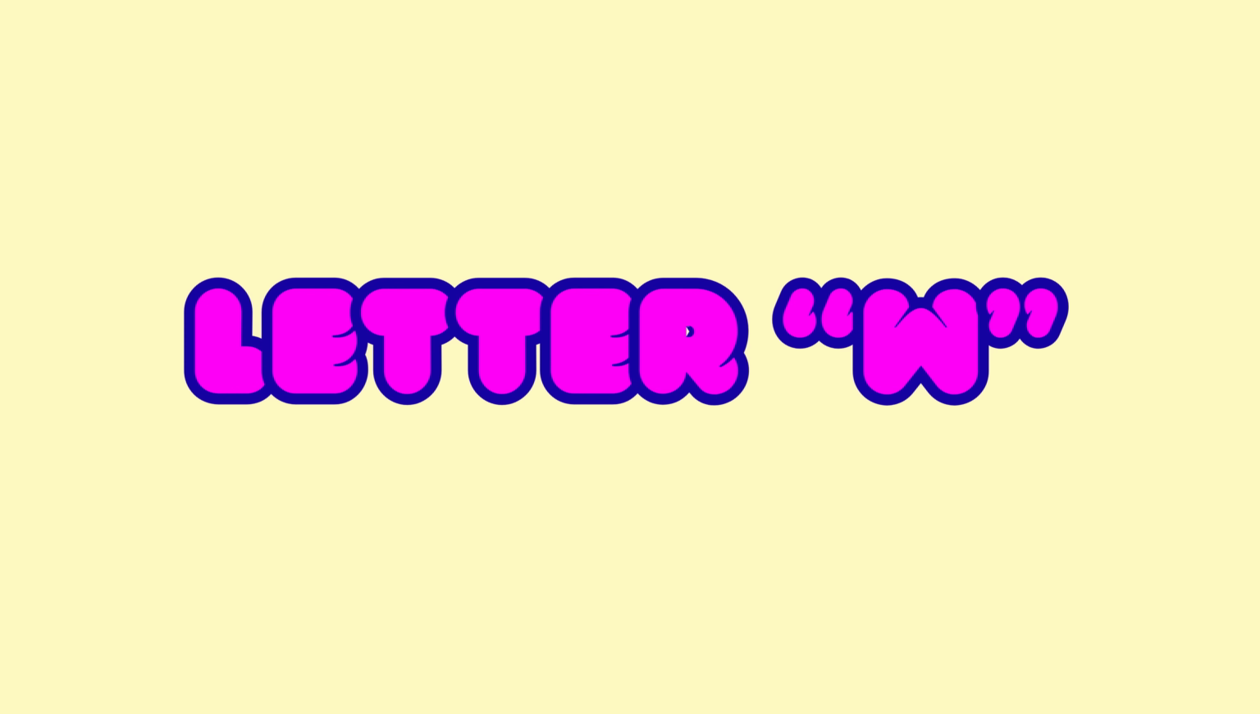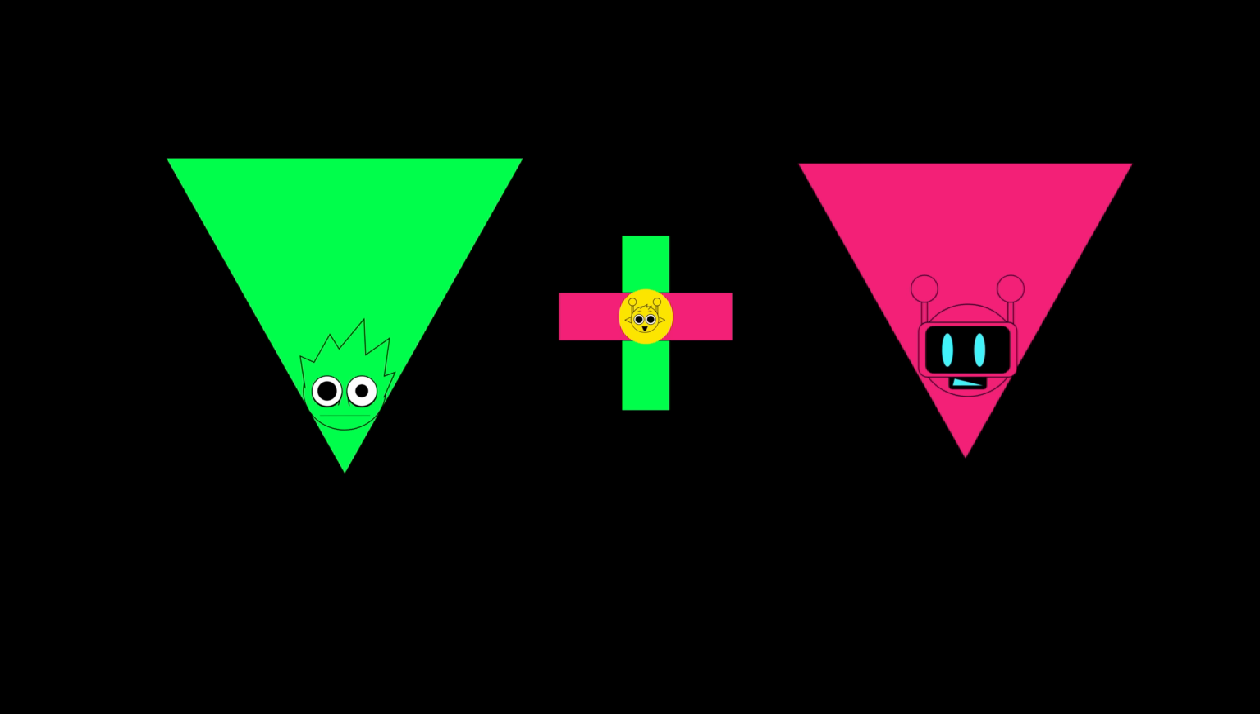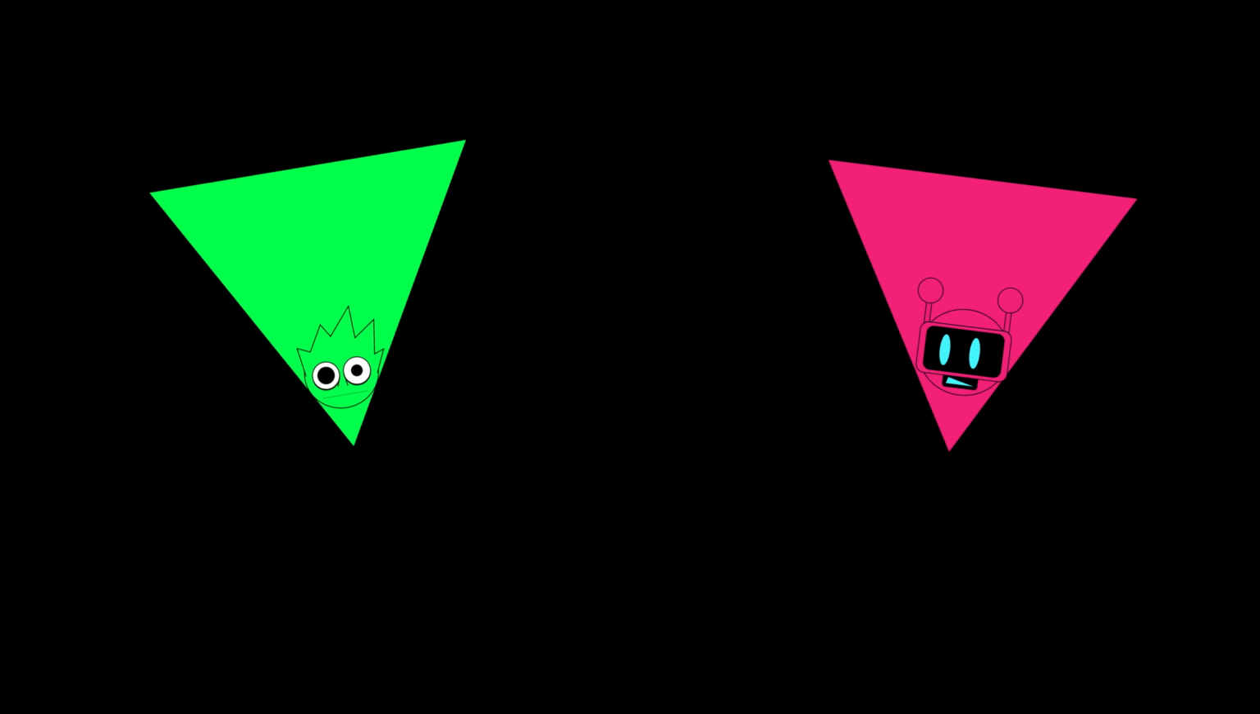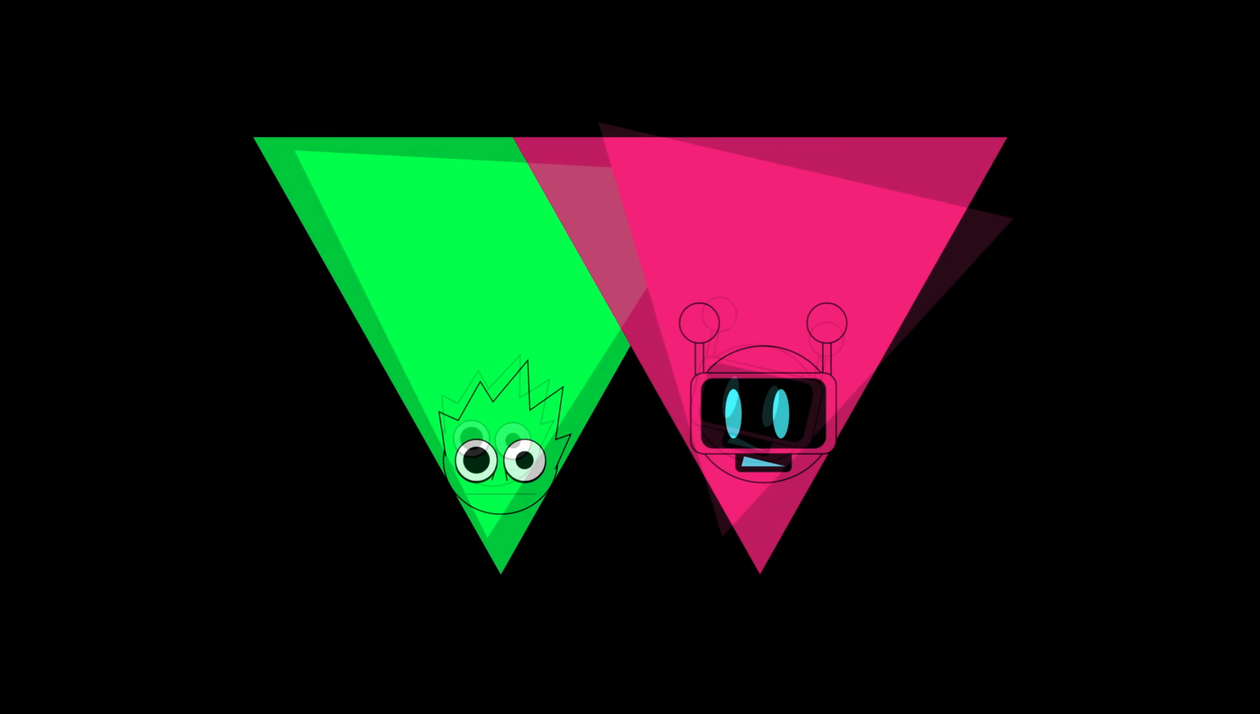Next, make the alphabet letter W. Triangle. Plus. Triangle. Look at the triangle and the rectangle. When we put them together, they make the letter W.